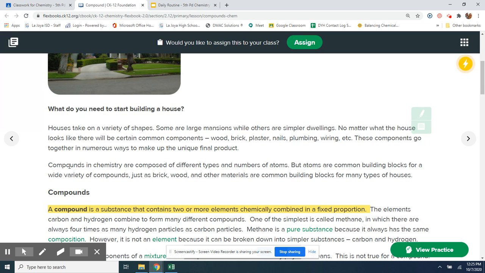So it says here, compounds in chemistry are composed of different types and numbers of atoms, but atoms are common building blocks for a wide variety of compounds, just like the brick, the wood, and the other materials are the common building blocks for many types of houses.